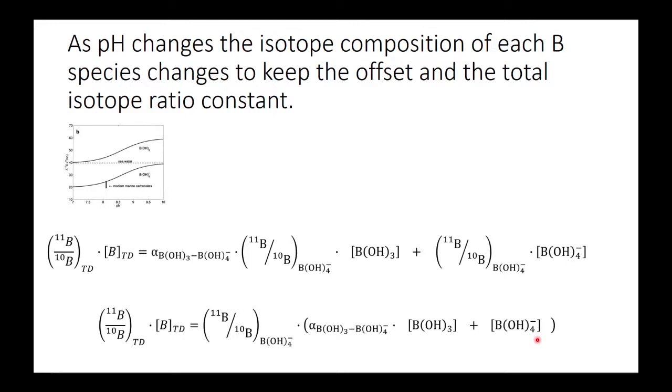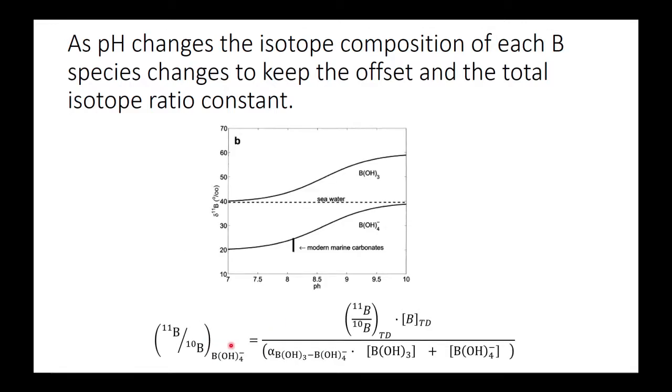You can simplify that some more, try and factorise out, what are we factorising out here? The isotopic composition of borate ion is equal to that. And then we can rearrange that to get the equation for the composition of one of the species, in this case borate ion, as a function of the relative proportions of the two species, the total isotopic composition and the fractionation factor. So this allows us to work out the shape of this graph here.